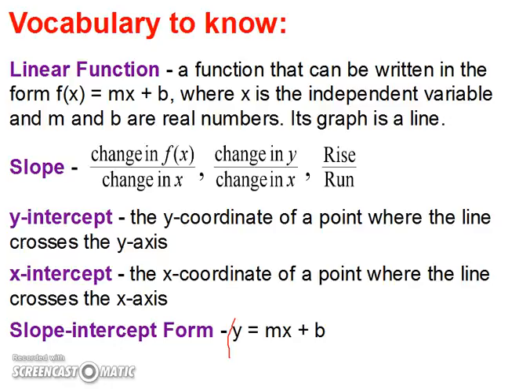And slope-intercept form is y equals mx plus b. I threw a little line in here so you wouldn't think that this dash was referring to this as being a negative. So it's just y equals mx plus b.